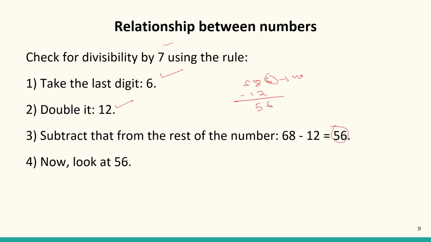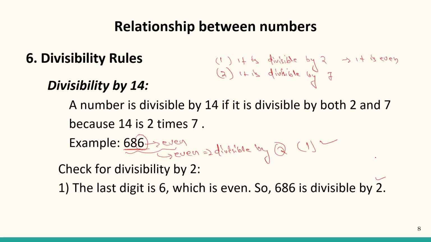Now look at 56. Is 56 divisible by 7? 7 into 8 is equal to 56. So actually 7 divides 56. So yeah, we got the second part cleared. So 686 is divisible by 14.